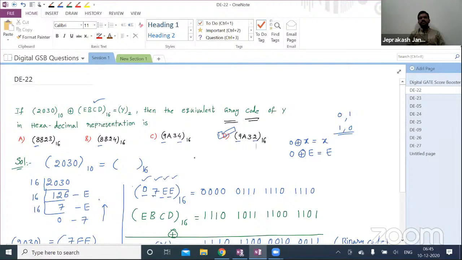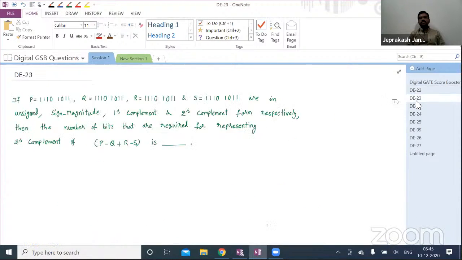So in this particular question, we have done the number system conversions, and then we have found the gray code, and then we have converted back into hexadecimal, because in the choices they have mentioned hexadecimal format. Now let us proceed to another question.